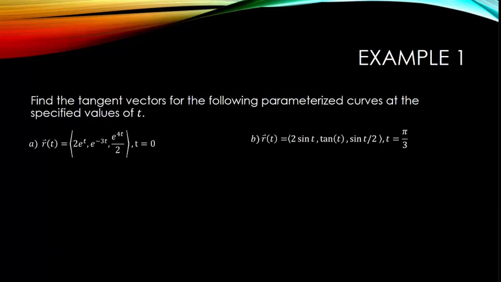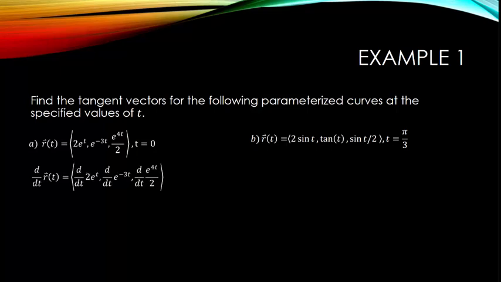I want to work some examples using tangent vectors. I want to find the tangent vectors for the following parameterized curves at the specified values of t. The first one is that my vector r of t is equal to the components 2e to the t, e to the minus 3t, and e to the 4t divided by 2, and I want to find the tangent vector at the point t is equal to 0. The second vector is the vector r of t given by the components 2 times the sine of t, the tangent of t, and the sine of t over 2, and I want to find this tangent vector at the point t is equal to pi over 3.